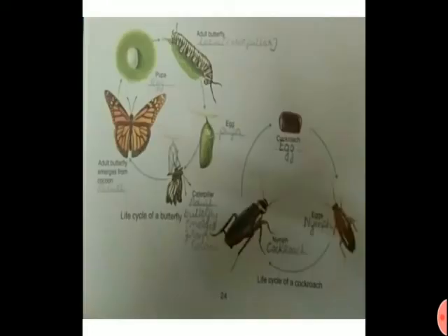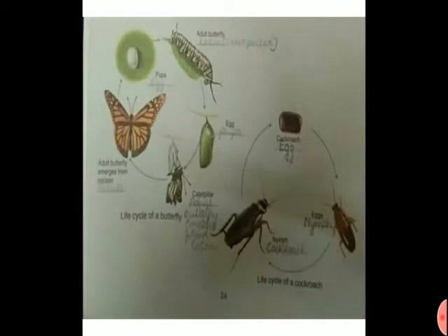Birds sit on eggs to keep them warm. True. So with this, we have completed with 3 mains of lesson 3. Moving on to the next main. Here we have life cycle of butterfly and cockroach.